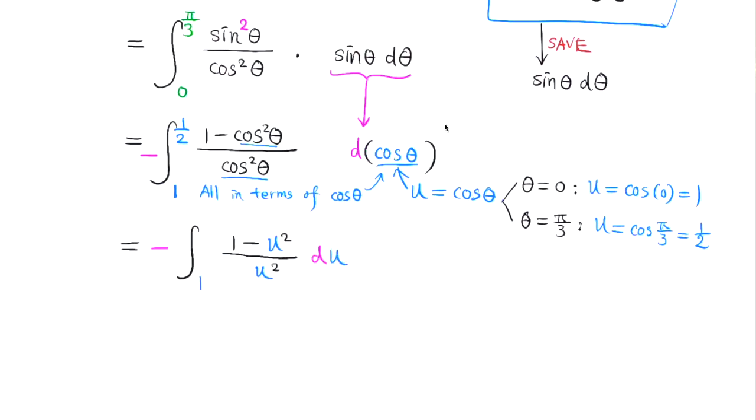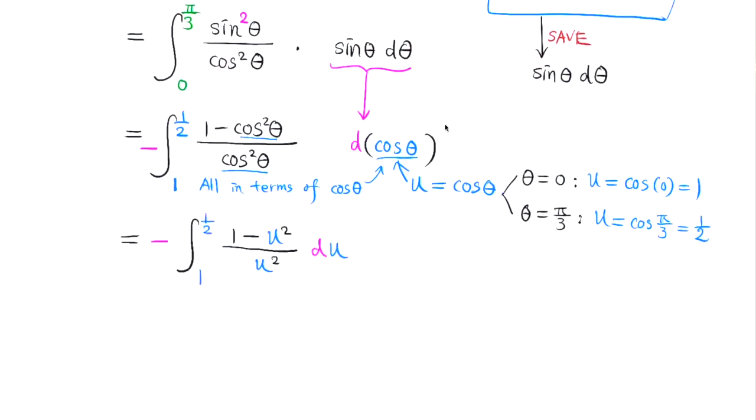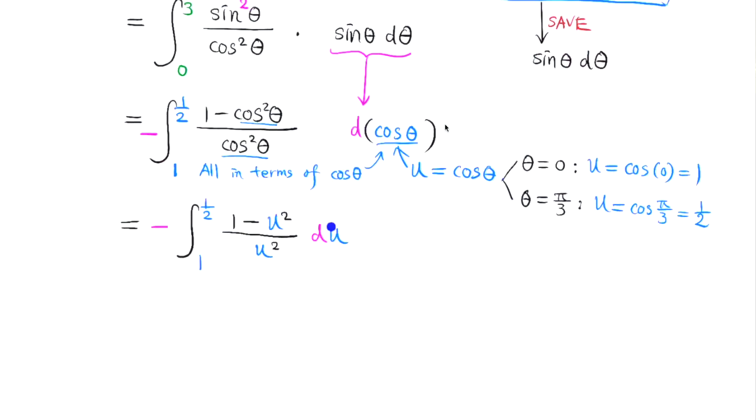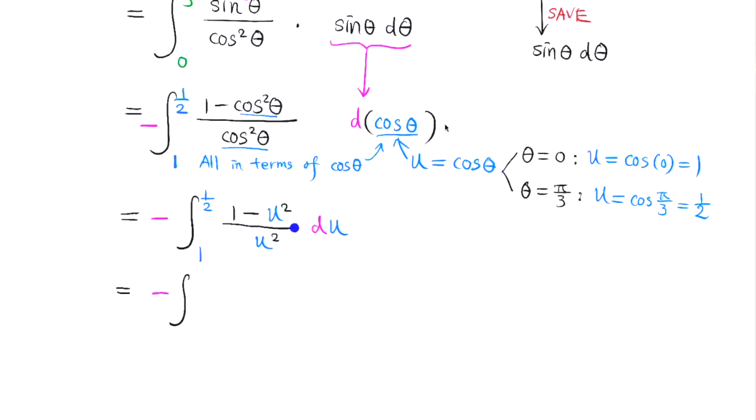Okay. You go from 1 to 1/2. Now it becomes a much simpler integral. To deal with this one, we can separate this into two separate integrals. So the first one here, we're going to write this term by term. The first one is 1 over u squared, which is u to the negative second power. And then minus u squared over u squared, which is just a 1. And then du, you go from 1 to 1/2.